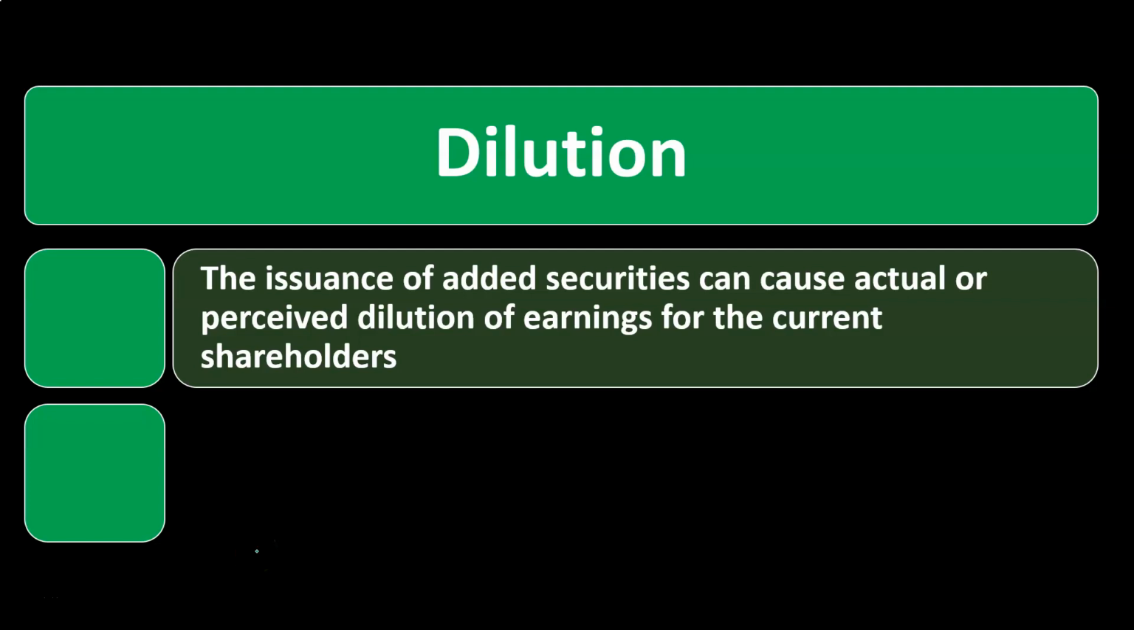Dilution. In a situation where the company has already issued common stock on the market, and they want to issue more common stock in order to generate capital, the issuance of the added securities can cause actual or perceived dilution of earnings for the current shareholders. In other words, if you're a current shareholder, you might be skeptical of the company issuing more stock, because that would mean there's more stock out there that owns the company that could dilute or possibly decrease the amount of earnings per share.